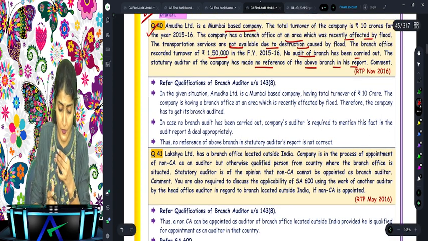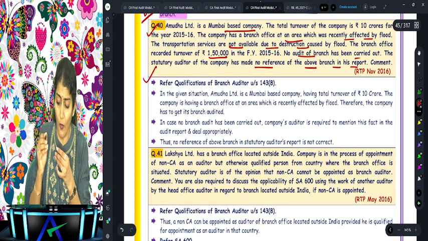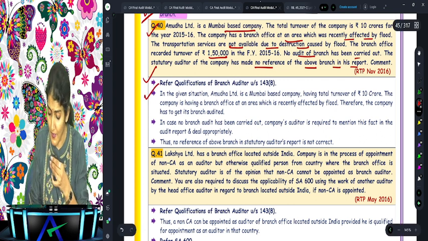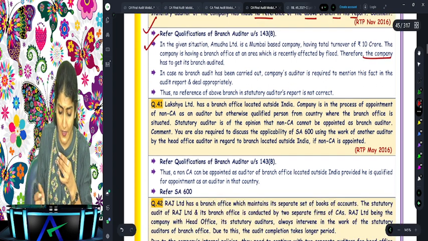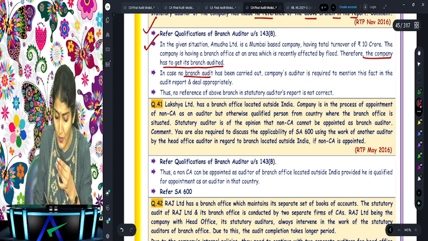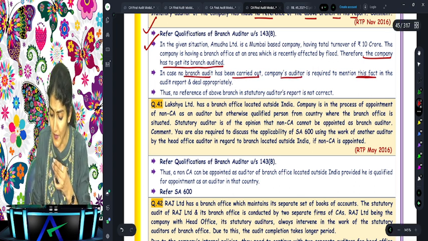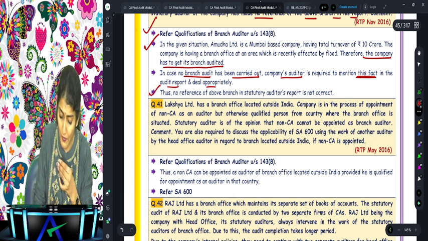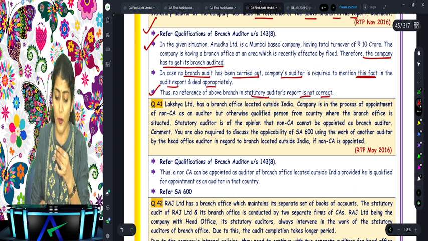Yes. So again, first what you need to write down is the qualifications of the branch auditor in the given case. Right, so is it required to get the branch audited? Yes, the company has to get the branch audited. In case no branch audit has been carried out, company auditor is required to mention the fact in the audit report. No reference of the above branch in statutory audit report is not correct.